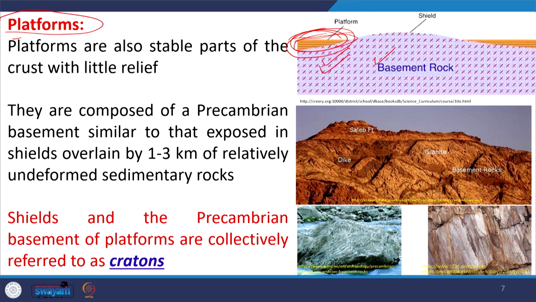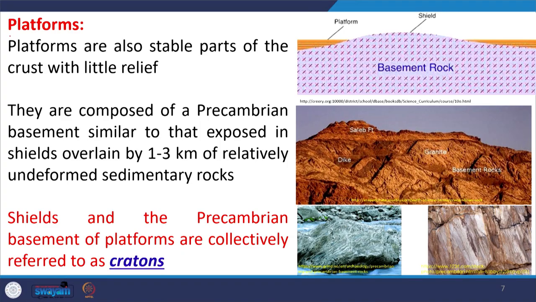minerals. So, they are composed of Precambrian basement similar to that exposed in the shields, and about 1 to 3 kilometers of relatively undeformed sedimentary rocks. That means these platform rocks are mostly undeformed. Probably you have heard a term called supracrustals. The platform rocks are nothing but the supracrustal rocks. There are two types of supracrustals depending upon the age: older supracrustals and younger supracrustals.